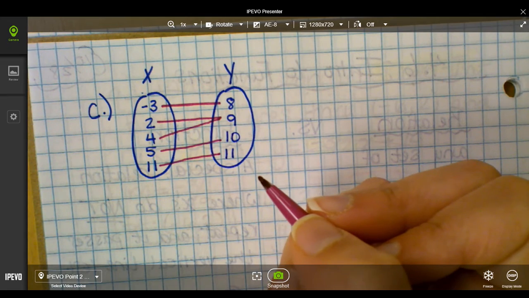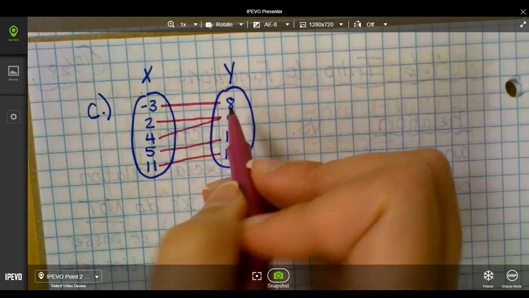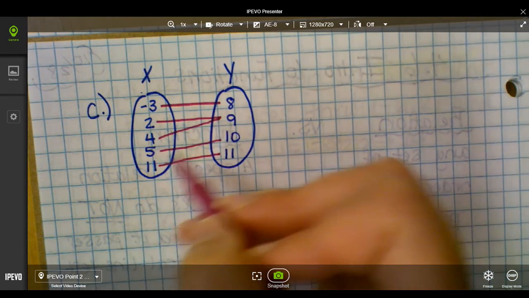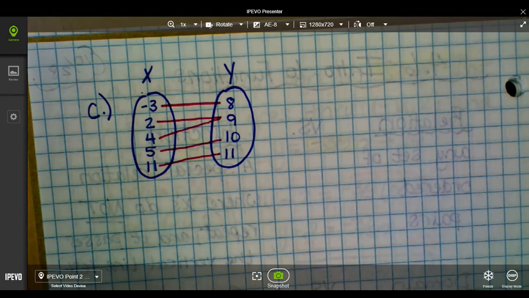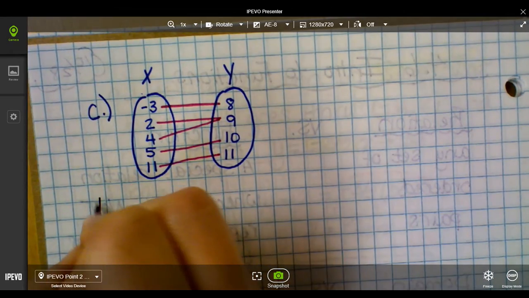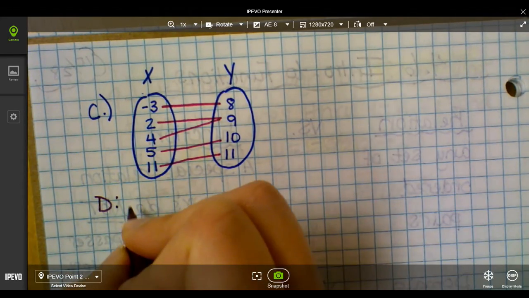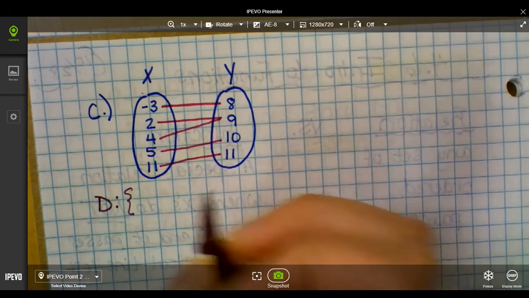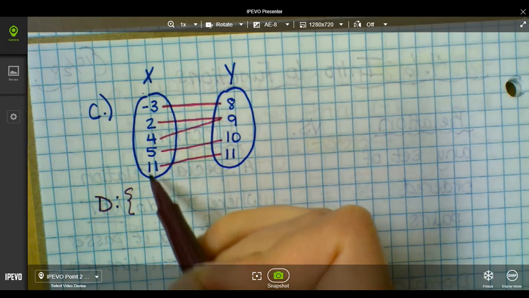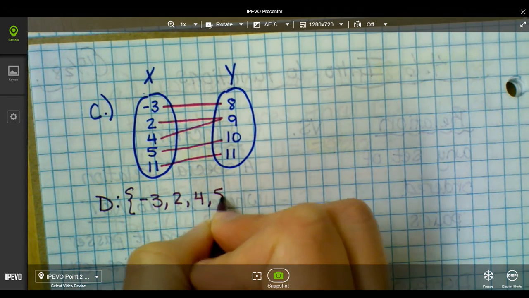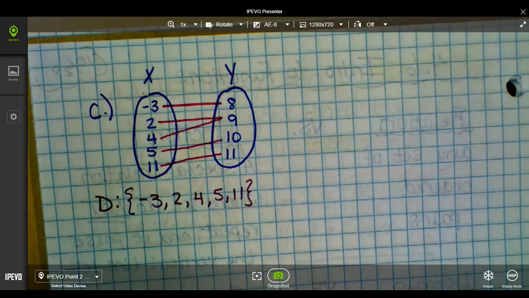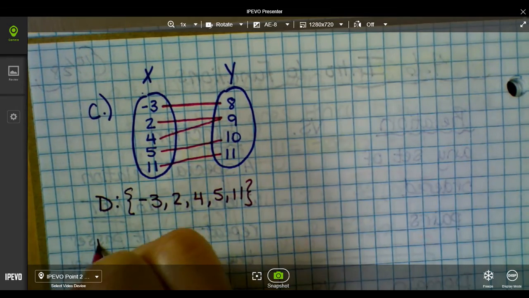If you really wanted to list them as ordered pairs again, you can. So I have 3, 8, 2, 9, 4, 9, 5, 10, and 11, 11. So if you really wanted to do that, that's a possibility too. And then again, it's still the same directions as last time. I'm just stating my domain and range and stating whether or not it's a function. So my domain is just pretty much everything in my X bubble again. My range is everything in my Y bubble.